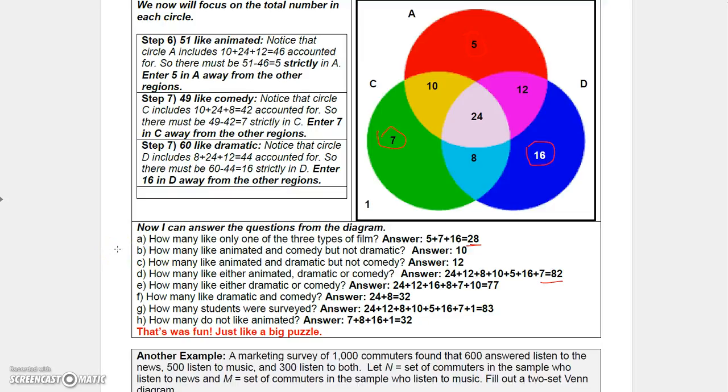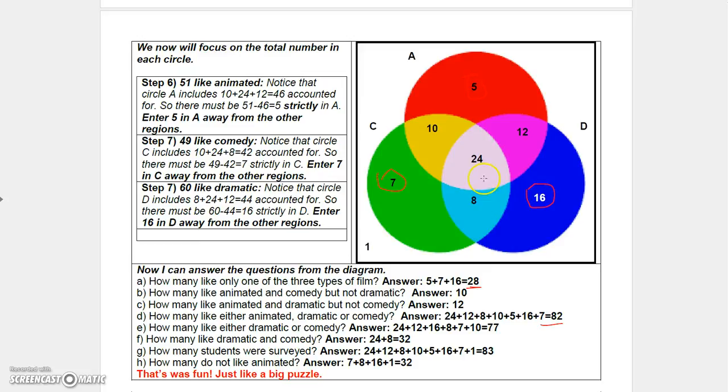And then how many like either drama or comedy? Okay, so drama or comedy would mean I need everybody that's in the drama circle plus everybody that's in the comedy circle, but I got to make sure I don't duplicate. So let's count everybody that's in the drama circle first. 12 plus 16 plus 24 plus 8, I think that's 60. And then let's add these two guys that are in the comedy that weren't in the drama, 7 and 10. So add those and you get 77.